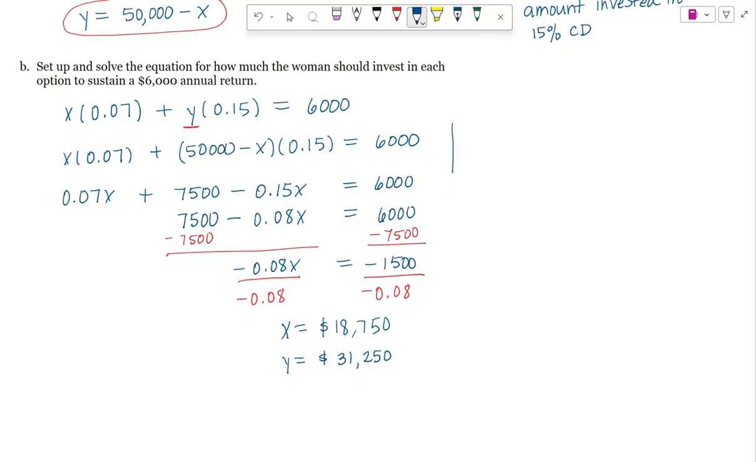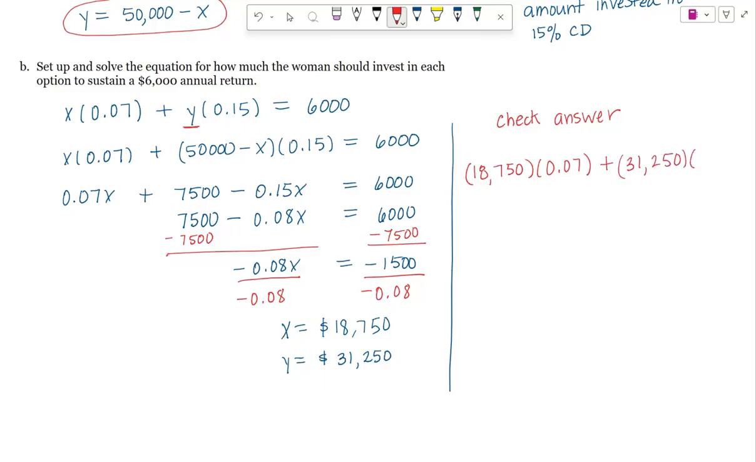Let's just do a little work on the side to check our answer. We think that if we put 18,750 into the first account and we get 7% back, and then we put 31,250 into the second account, and that gets a 15% return, what do we get here? I'm plugging these into the calculator.